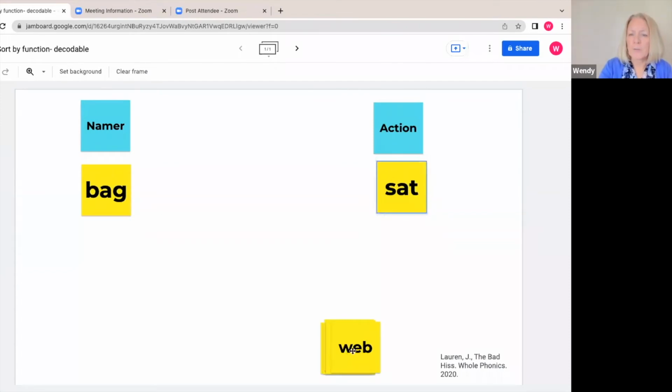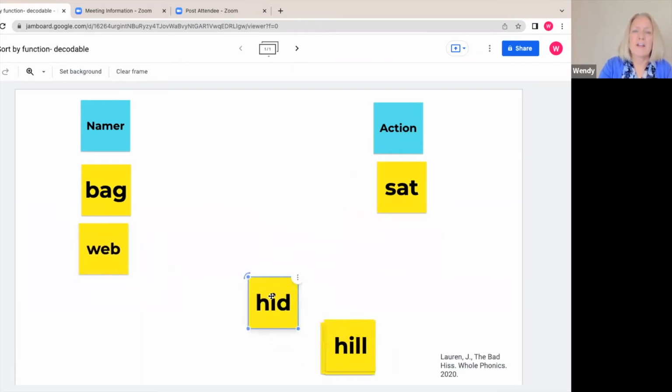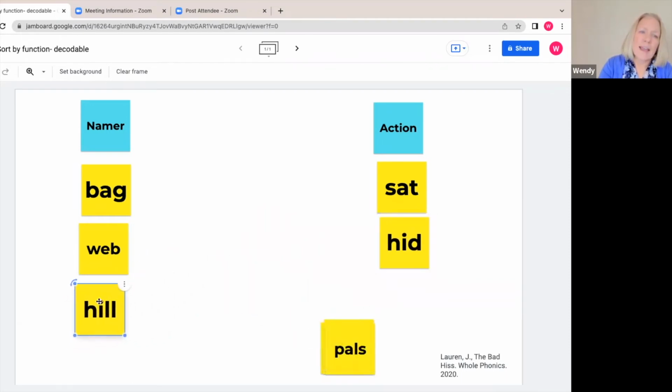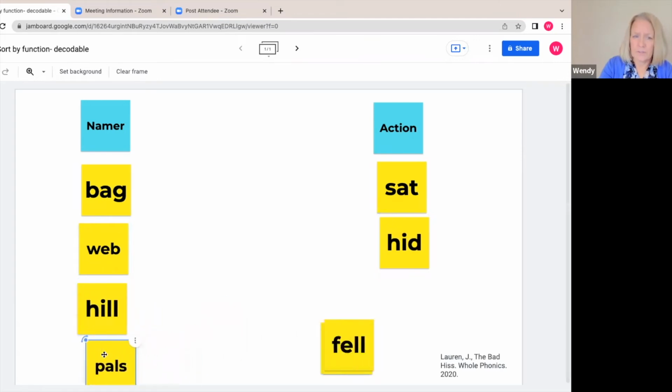So here we have the word web straight from the story. It's a namer. I would slide it over there. Here is another word from the story, hid. A student can decode it and then decide it's an action and slide it over here, and so on and so forth, sorting out the various Post-it notes.